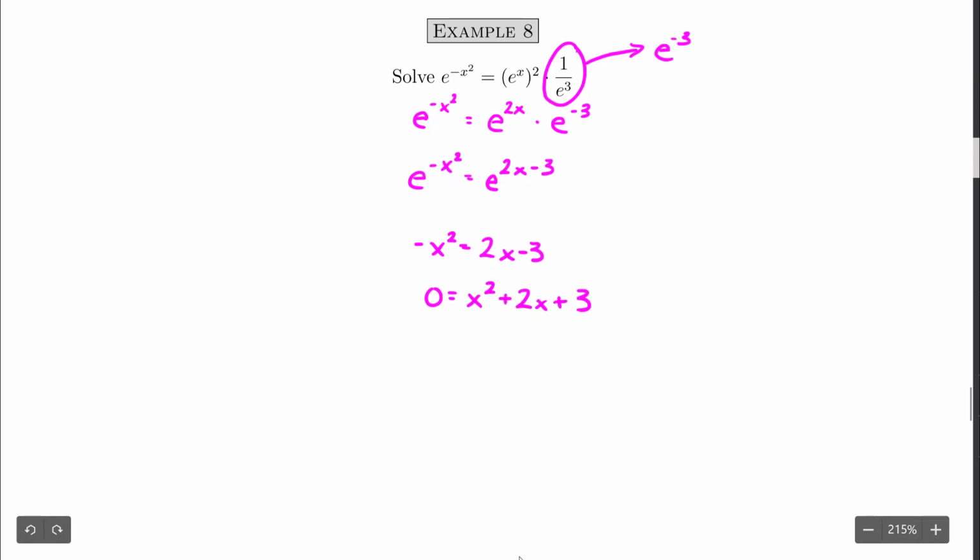And now I have something that I can factor. This is x plus 1. Or sorry, that's a minus 3, not a plus 3. We're going to have x plus 3, x minus 1. And when I set those factors equal to 0, I get negative 3 and positive 1.